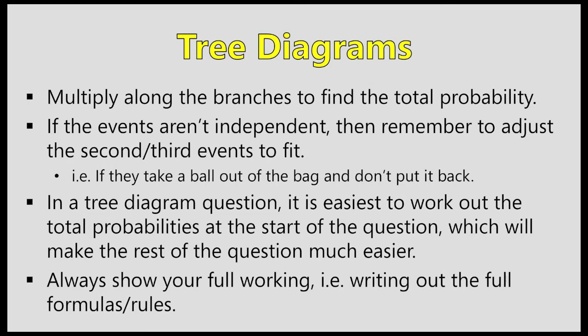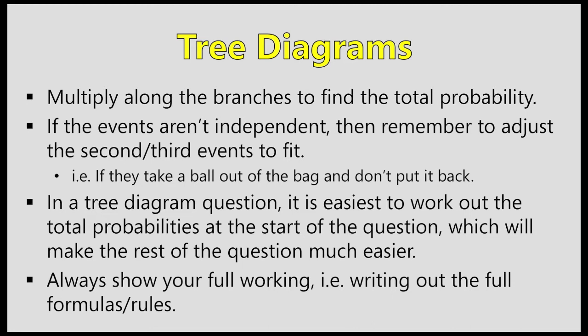Tree diagrams, you just multiply along the branches to find the total probability. You should have practice with that. If the events aren't independent, then remember to adjust the second or third events to fit. For example, if they take a ball out of a bag and they have 9 balls in the bag, the second one, if they don't replace it, should be out of 8 rather than out of 9.